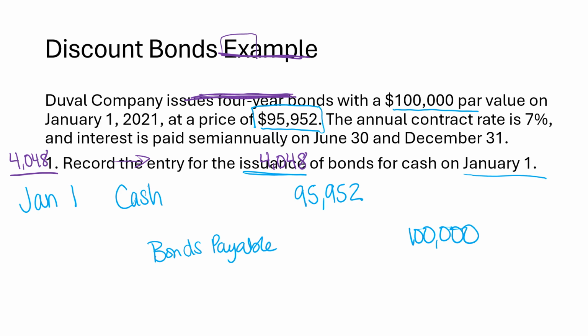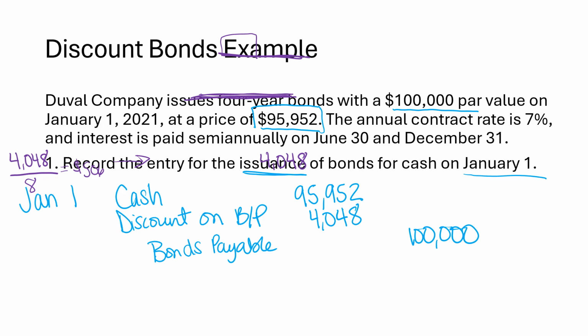Then you see how you need to balance your journal entry. So you automatically know that you will have to debit discount on bonds payable. I'm going to abbreviate that. So the discount amount will simply be the difference between these two. And for this problem, the discount is going to be $4,048. So that will be our journal entry for the issuance.